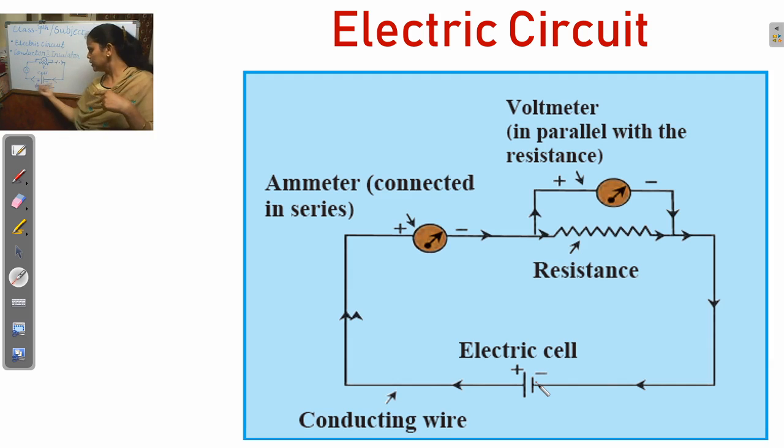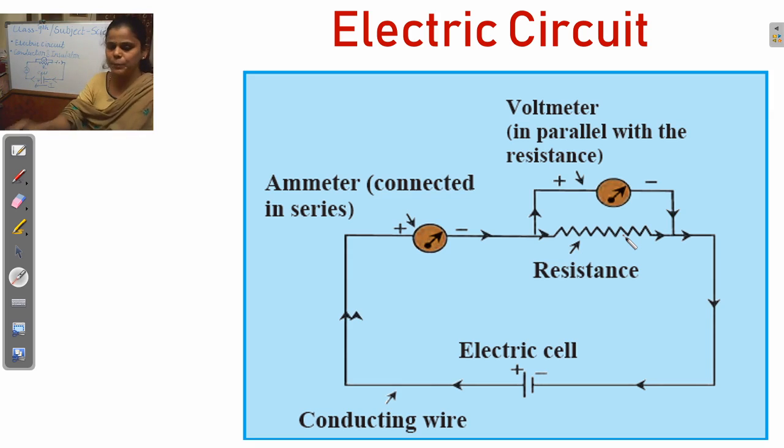If we connect the conducting wire to the two ends of the cell, the current will flow through this conducting wire. Okay, let me repeat. What is an electric circuit? An electric circuit is a continuous path of the electric current through the conducting wire connected to the two ends of the cell, the plus and minus terminals, and other resistance. Here resistance is denoted by R.